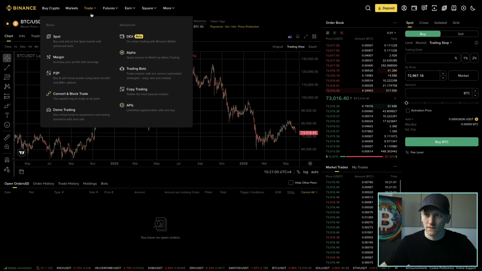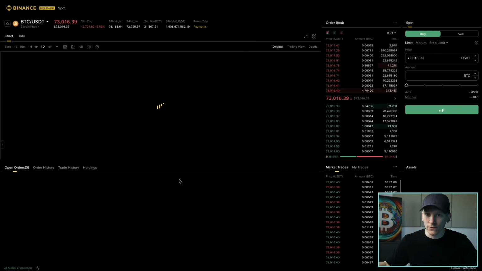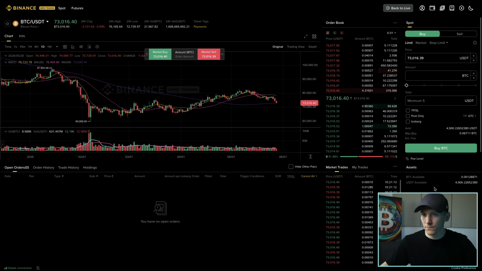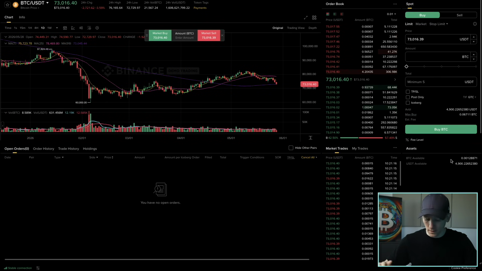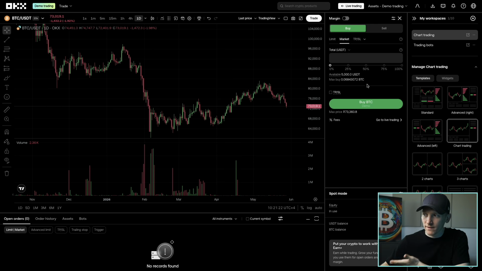For example, on Binance, if you go to trade and demo trading, we'll click that. It gives you what looks to be a live environment, and you can see just with assets right here above my head, I think they give you about $5,000 of paper money to trade with, as you can see right here. Something like OKX is exactly the same. You can go to demo trading, and again, you can just practice everything, $5,000 of paper money to trade with.